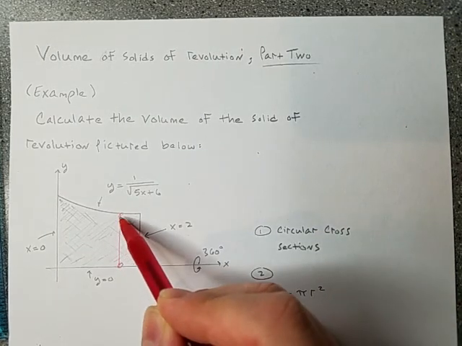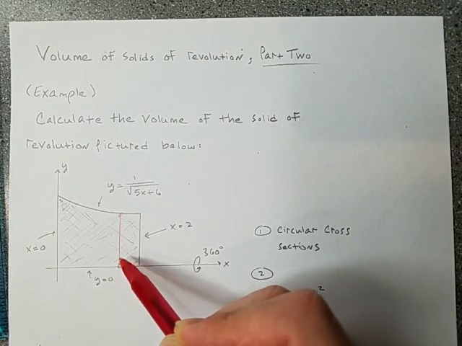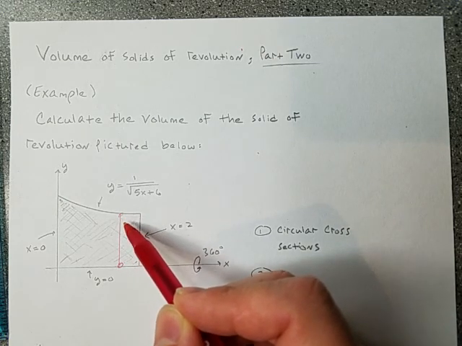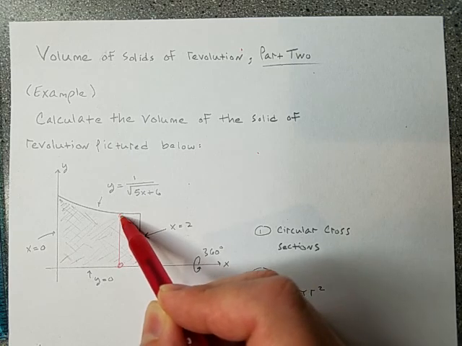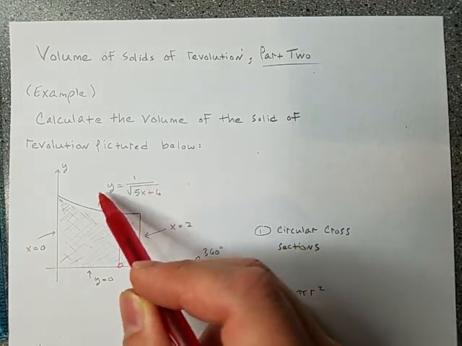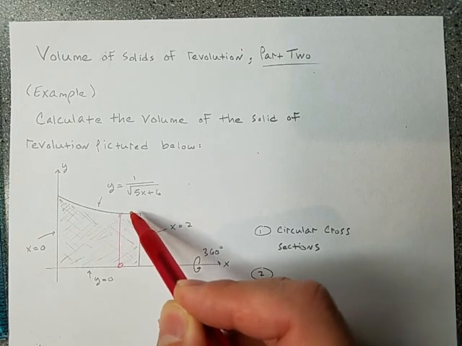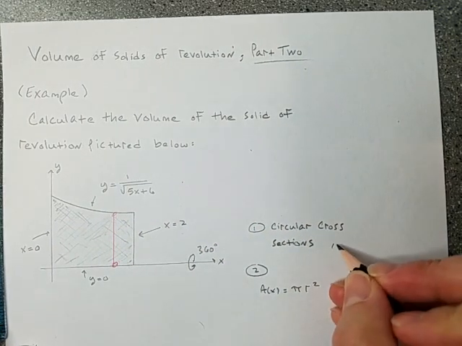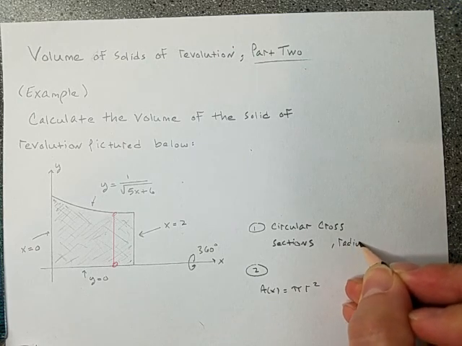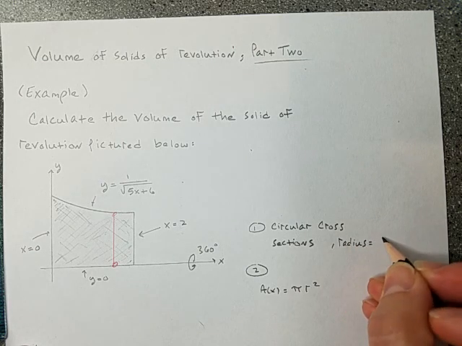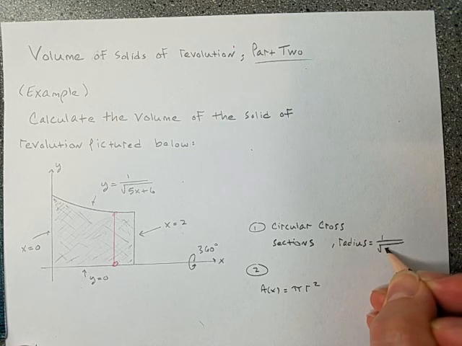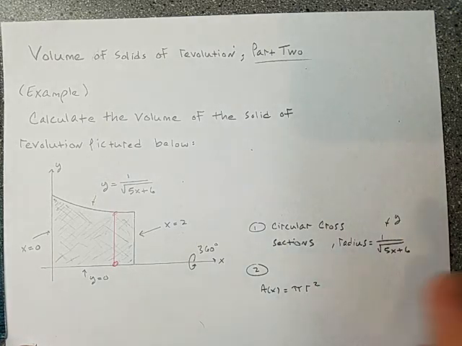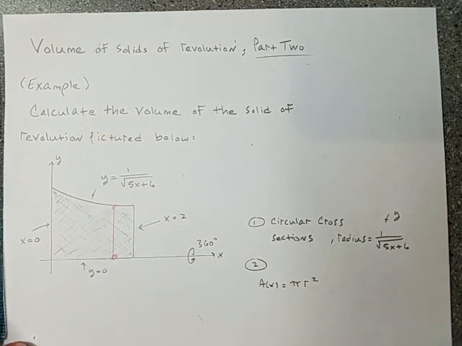How far is that? Well, I can't tell you a number. I can't tell you the distance from here to here is always going to be 3. I can't say that. But I can say the distance from here to here will in general be the y-coordinate on that curve. All right? So let's say circular cross sections, and they'll all have radius of 1 over root 5x plus 6. They'll all have the radius being the y-coordinate on that curve. I hope you can see that from the picture.